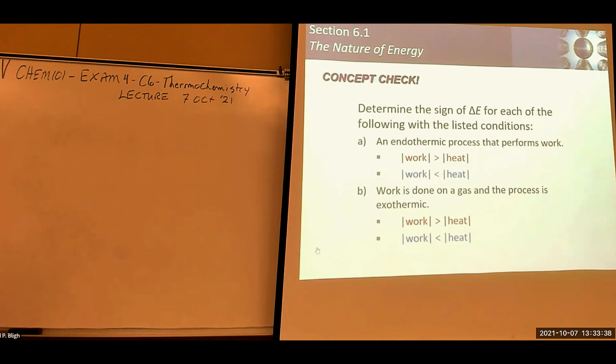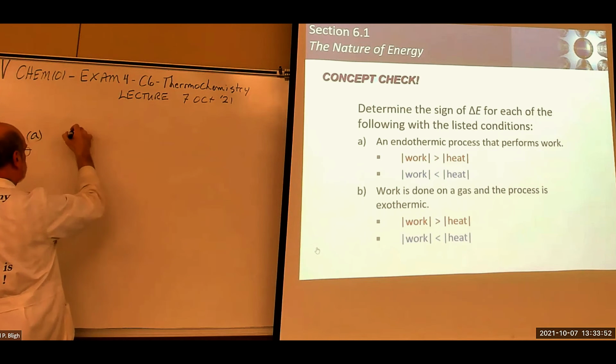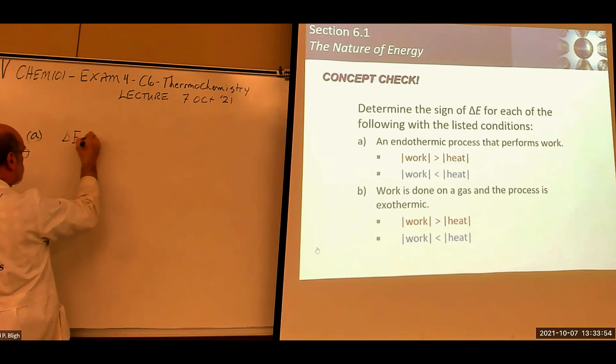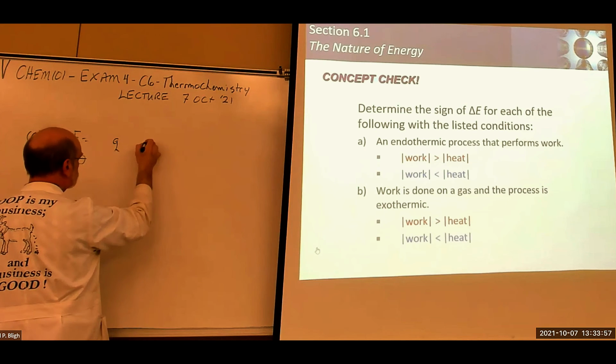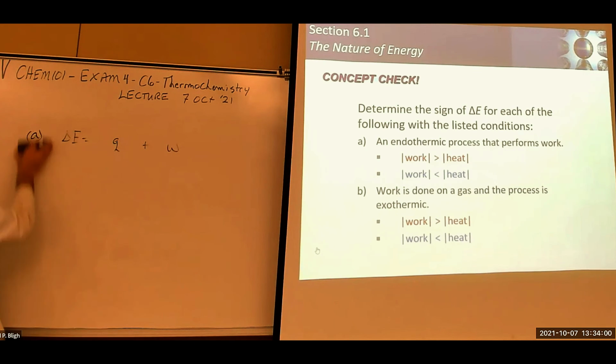Now, for this problem, we're looking at change in internal energy, delta E. So delta E is what? Delta E is equal to Q plus W. Do this down here. Okay, for the first scenario, we have an endothermic process that performs work on the surroundings. So an endothermic process means positive heat, correct?